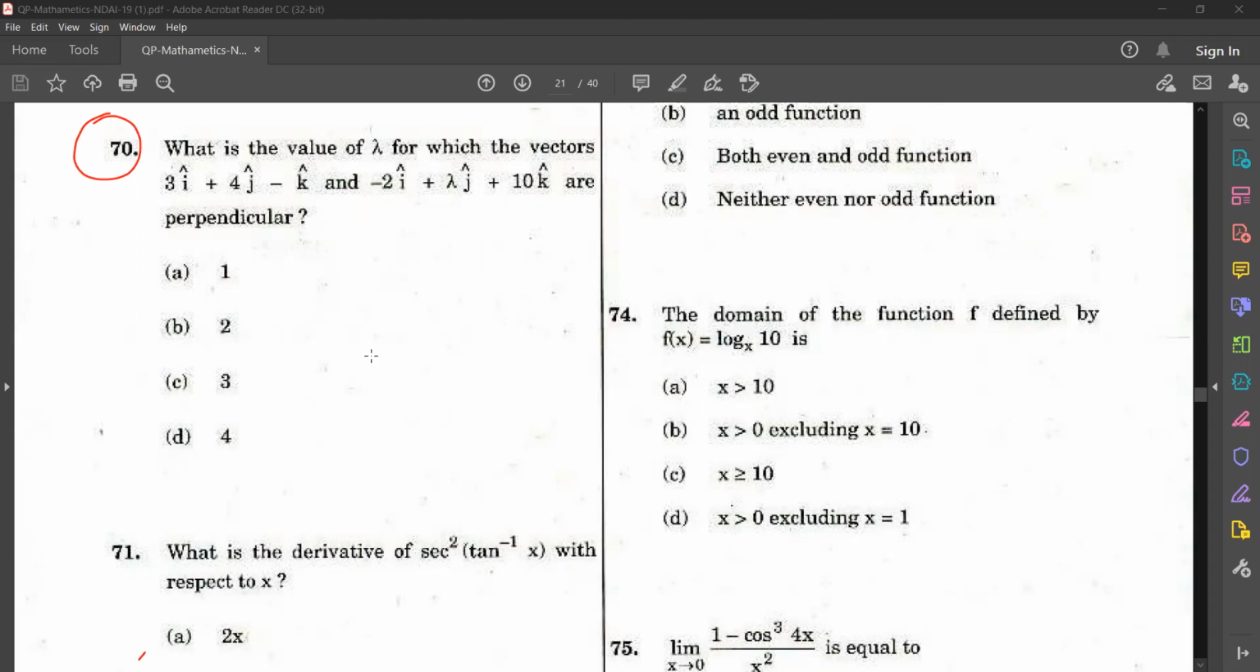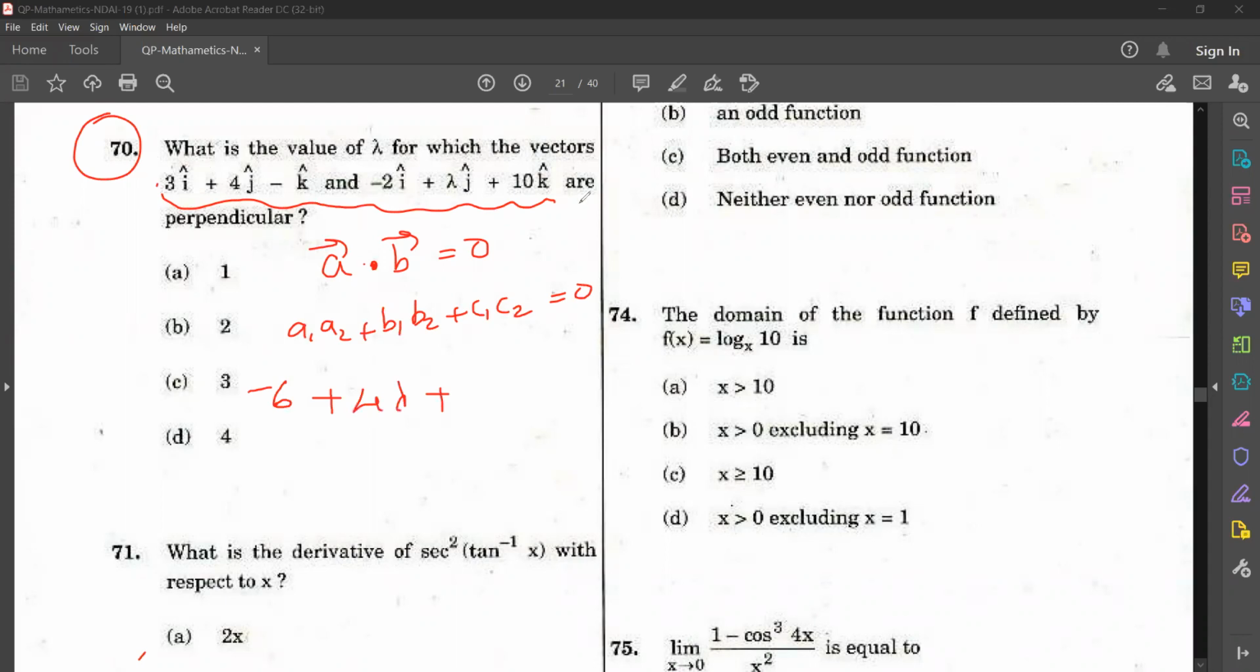Okay, did you get the answer? If two vectors are perpendicular, what is the condition? If two vectors are perpendicular, A dot B is equal to 0. So A dot B, how to do? A1 A2 plus B1 B2 plus C1 C2 is equal to 0. So here 3 into minus 2, that is minus 6, plus 4 into lambda, that is 4 lambda, plus minus 1 into 10, that is minus 10, equal to 0.